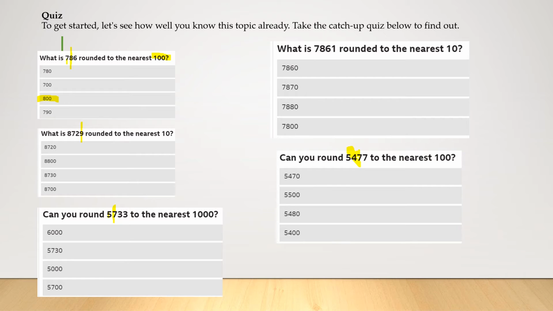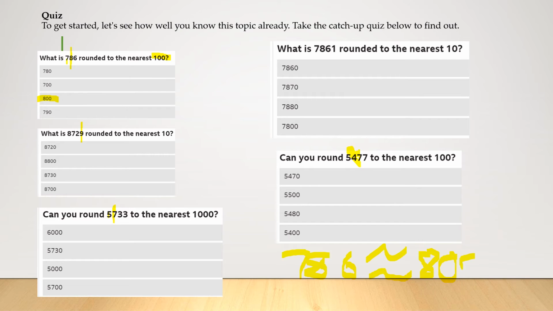Okay, so let's go back through and have a little look at some of these answers. Hopefully I've given you enough time, haven't whizzed through that too quickly. I'll just give you another 10 seconds or so to go through and look at those answers. So remember, just on your whiteboard, you've got 786, the estimation symbol, rounded to the nearest 100 would be 800.